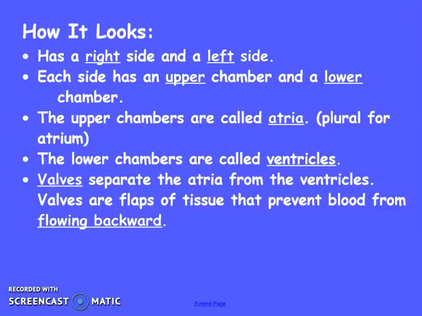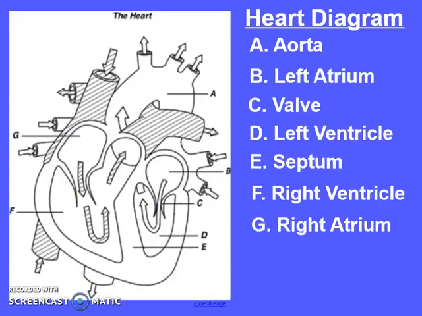An easy way to keep this straight is that if you think of using your fingers to shape an A and a V, the atria are on the top and the ventricles are on the bottom. So here's your diagram. You have the aorta up at the top, there's the left atrium, the left ventricle, the right atrium and the right ventricle, and then you've got those valves in between, and then the wall that's in between the left and the right side of your heart is called the septum. You can see that that's E there.